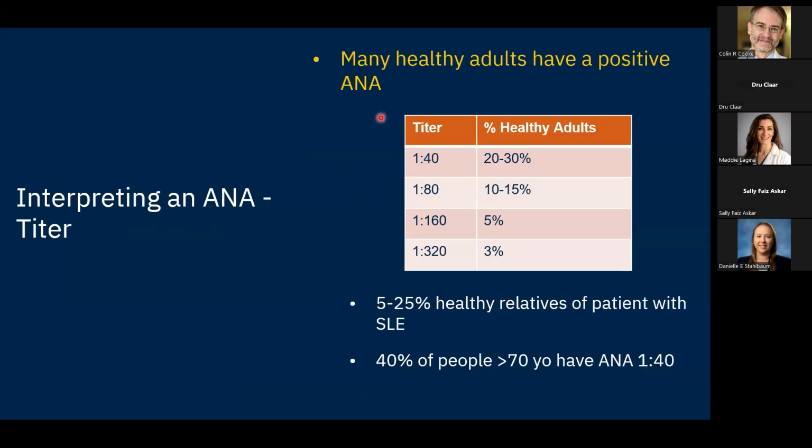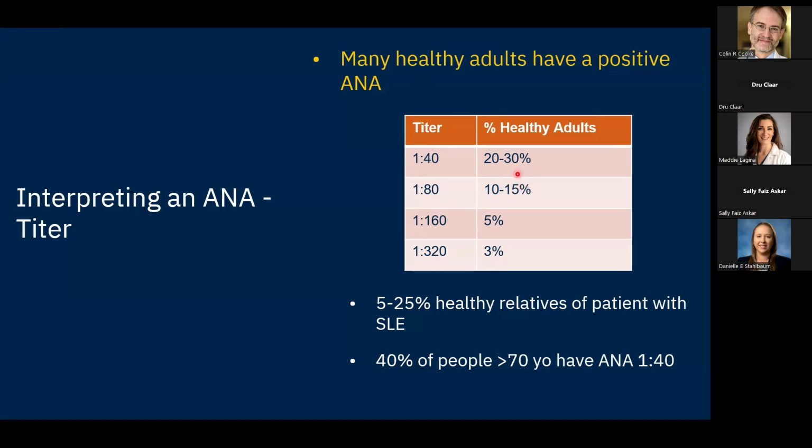So when we interpret an ANA, we look at the titer and we look at the pattern. Many healthy adults can have a positive ANA, and so the lower the titer, meaning the less they dilute it, the less specific it is for some underlying disorder. The more they can dilute it and it's still positive, the more specific. Many labs used to report a titer of 1 to 40, but it was not very helpful, because 20 to 30% of healthy adults will test positive on that test. And so it really doesn't help you determine who has a connective tissue disease versus who doesn't.